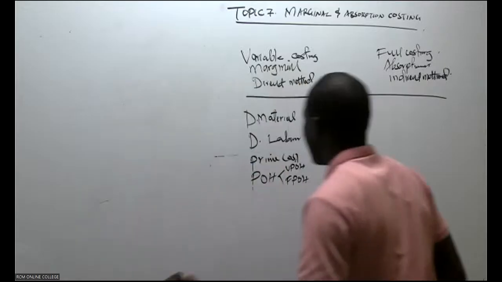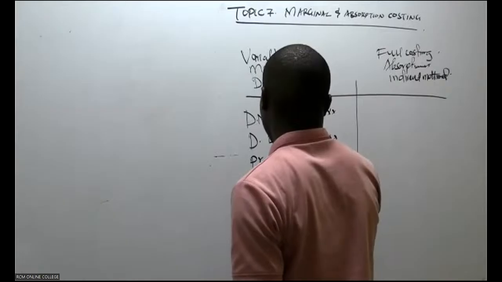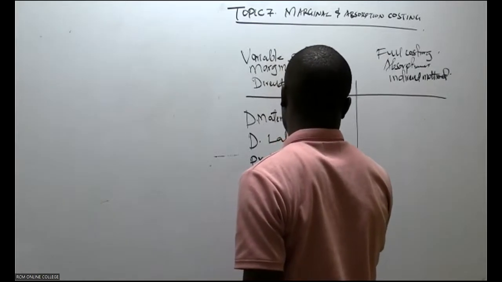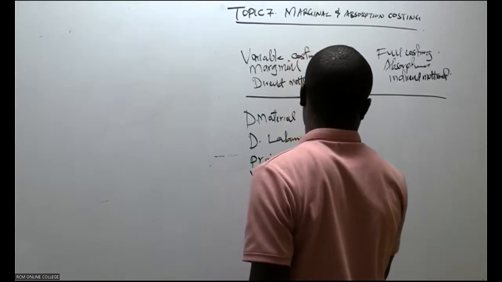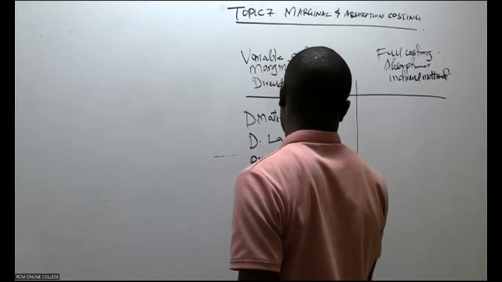Therefore, when we get to this part, we have to be specific. We have to indicate variable production overheads so that we get product cost.